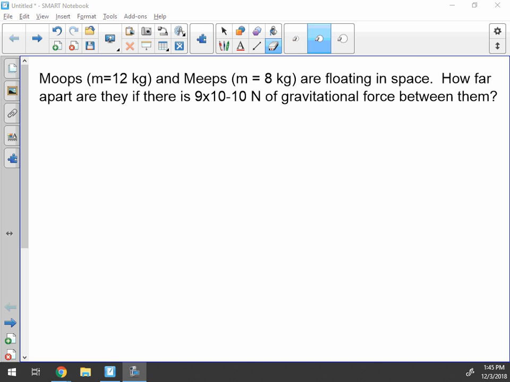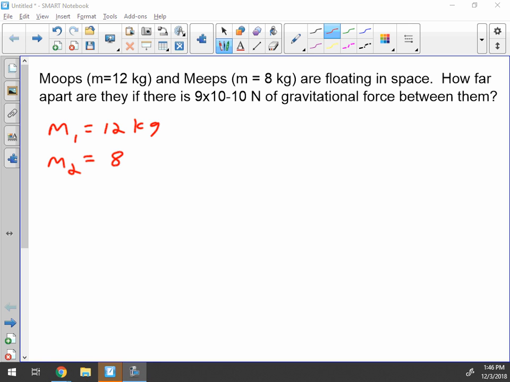So the first step, as always, I'm going to write down what I know. I know M1. I have a second mass, so I'll call M2. I'm trying to figure out how far apart. So how far apart is my R? And I have a force of gravity, which is 9 times 10 to the negative 10 newtons. Okay, so that's what I know.